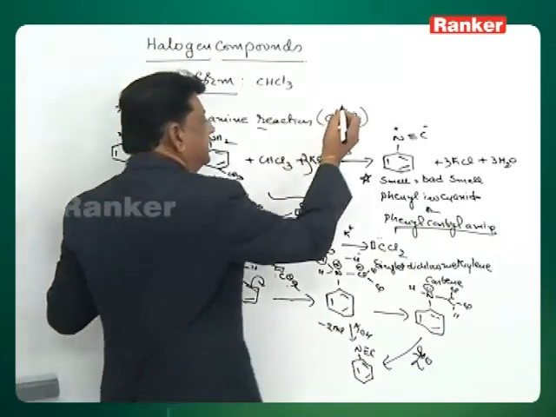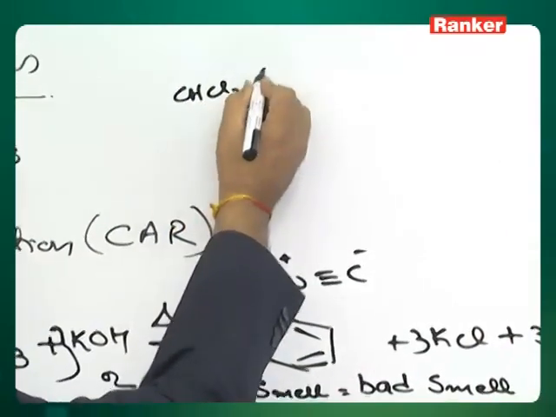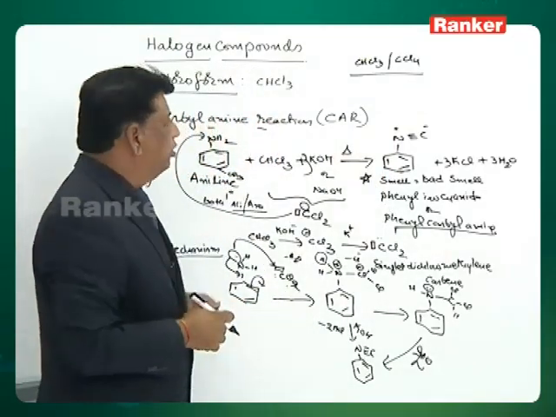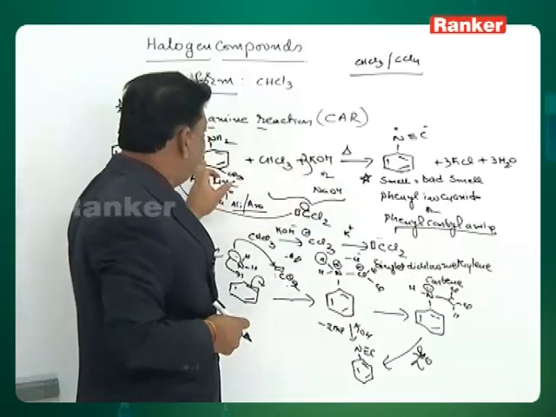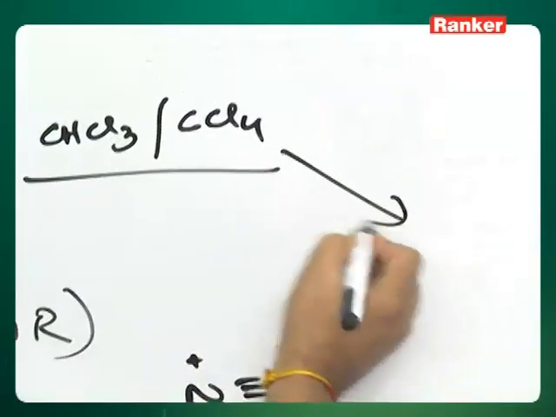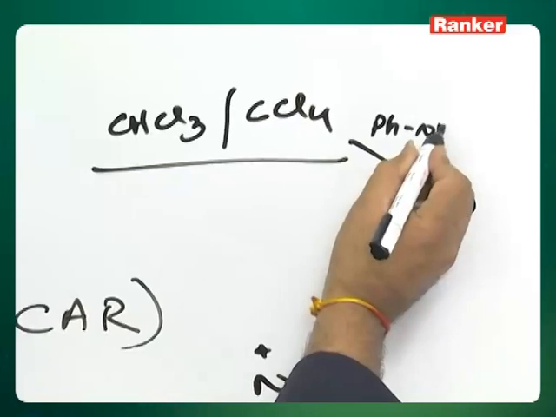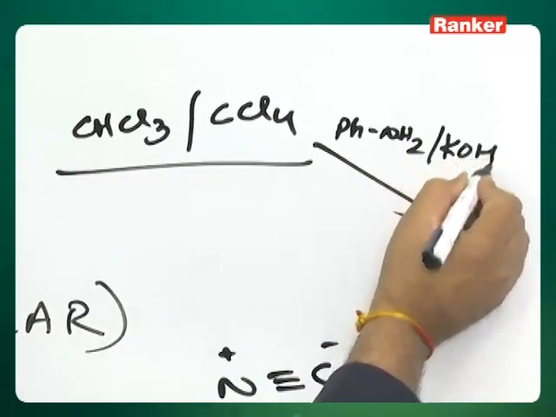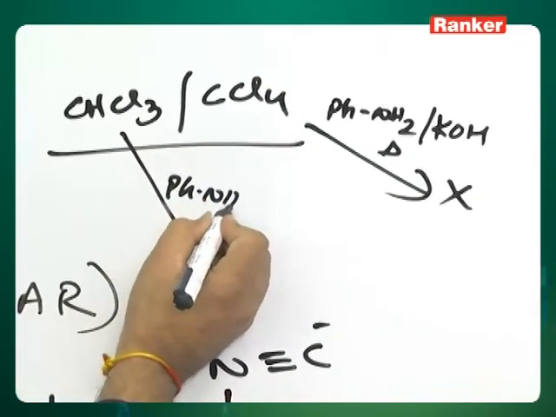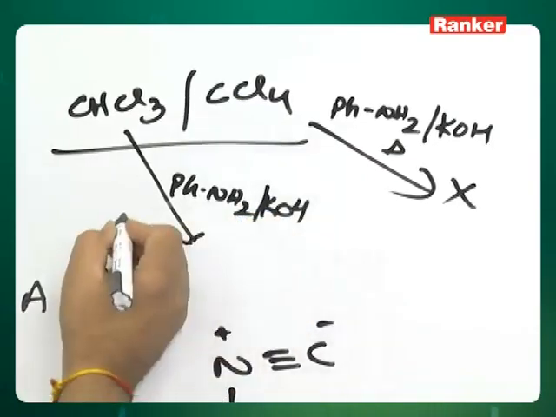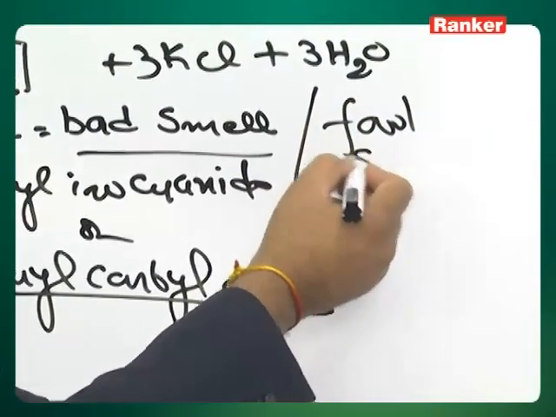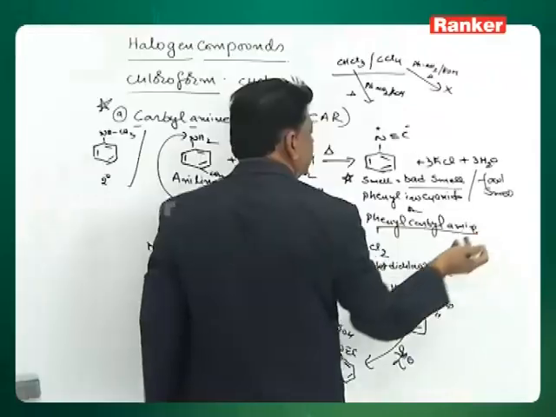Once it was also asked in the IIT examination: chloroform and CCl4, how do you give a test to differentiate these two? For both you add aniline and KOH and heat it. So for this, if you add aniline, I will write PhNH2, and KOH and heat it. What happens? Nothing happens. But in the other case, if you add aniline and KOH and heat it, you get this bad smell, described sometimes as a foul smell, somewhat rotten smell, you get it.